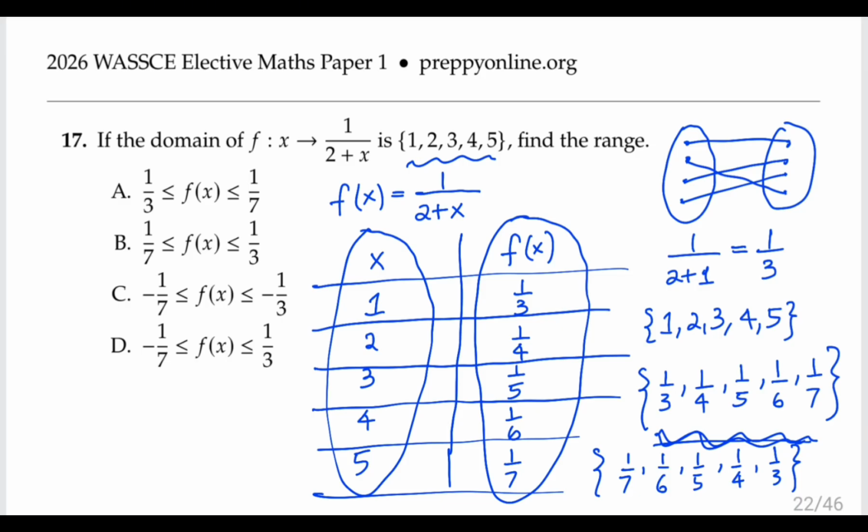But then again, you might be tempted to say that this is the range, because every number in this range that we found is between 1 over 7 and 1 over 3. But the problem is that this interval contains numbers that are not in the range.